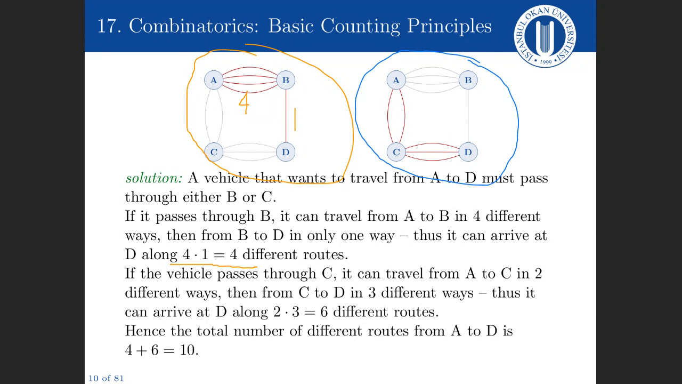Next, look at the right picture. Let's suppose we go from A to C and then from C to D. From A to C, there are 2 roads. From C to D, there are 3 roads. That means there must be 2 multiplied by 3 equal to 6 different ways to travel from A to D going through C. Add these 2 numbers together. The number of different routes from A to D must be 10.